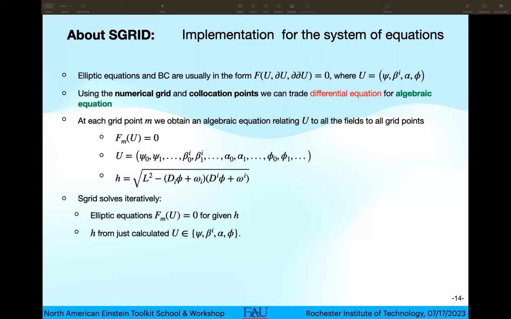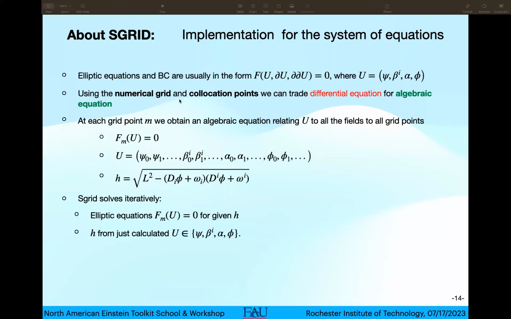We are dealing with elliptic equations of second order, and there's a function of this field u, its derivative and its second derivative, and it's supposed to be equal to 0. And this field u, in principle, in our case, is just a conformal factor or alpha or beta or the field of the velocity.